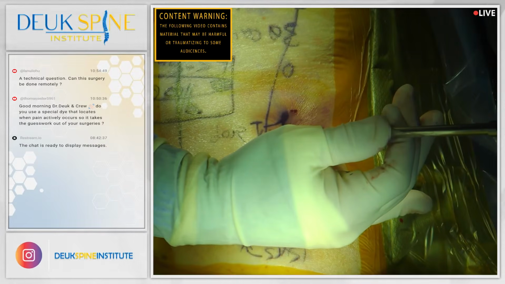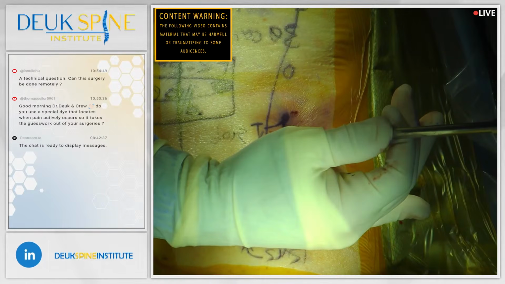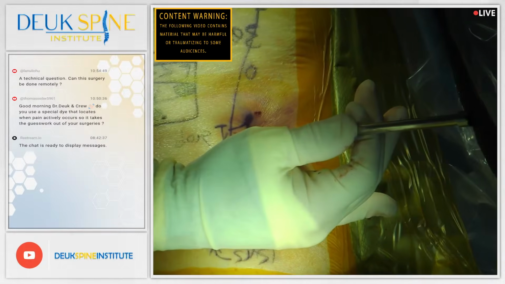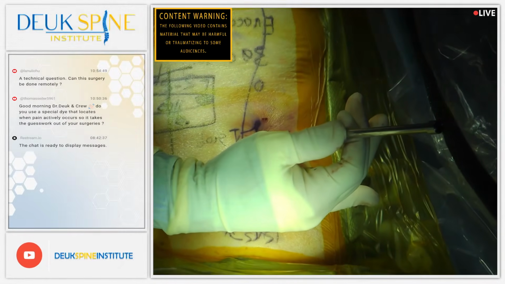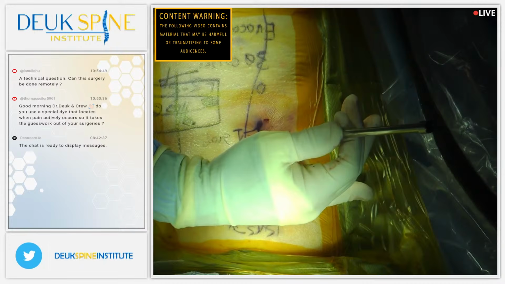I need to put more cases on. We never have these problems when I have a lot of cases. All right, we're just waiting for the thumbs up from our anesthesiologist.